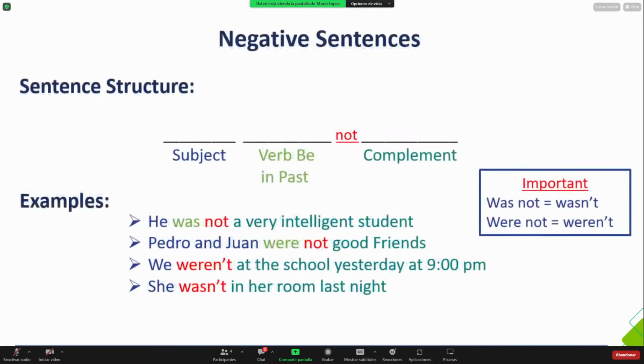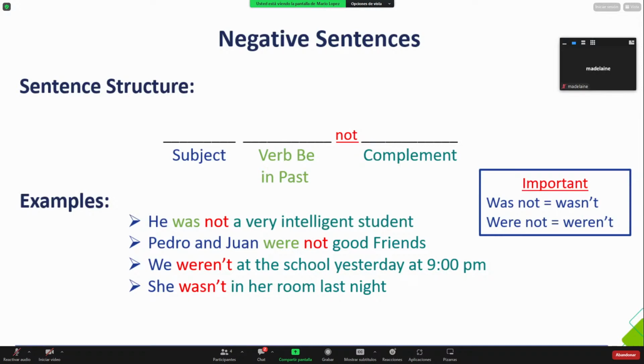Okay, then we have the negative sentences. The sentence structure is similar to the affirmative sentences, but we have to add not after the verb. Tenemos que agregar not después del verbo, as we can see in the examples. He was not a very intelligent student. You can notice that is the same example, but in negative. Tenemos el mismo ejemplo, pero en negativo. He was not a very intelligent student. Él no era un estudiante muy inteligente.